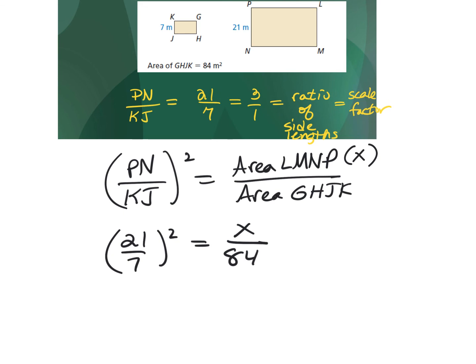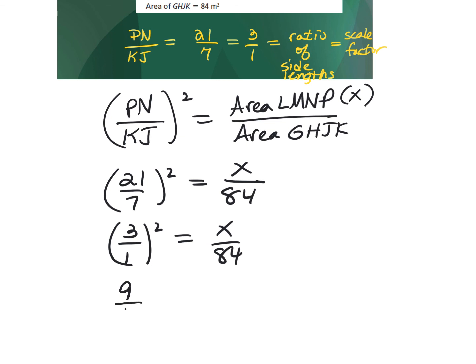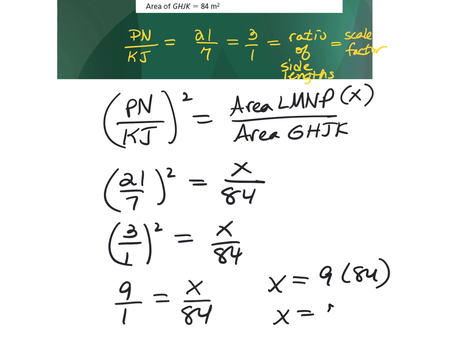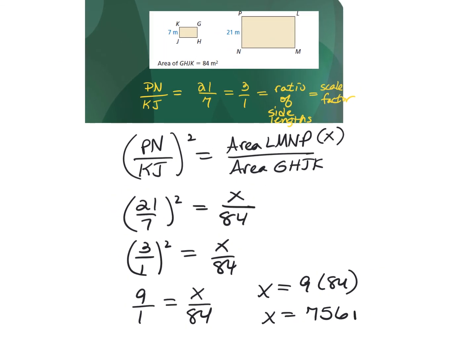Now I'm going to simplify this. I don't want to have to square 21 and square 7. And then this would give me 9 over 1. And now I just cross multiply and divide. So X equals 9 times 84. 9 times 84 is 756. And the figure was labeled here with meters.